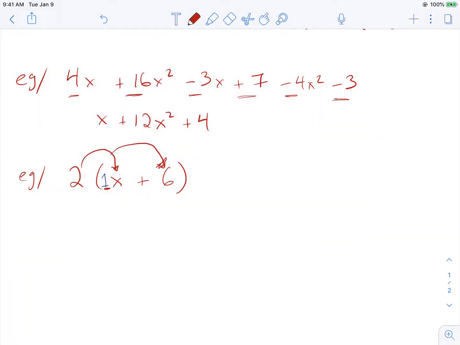So what happens here is that 2 multiplies with the number in front. So 2 times 1, that's going to give us 2x. And then plus 2 times 6, that gives us 12. Okay, let's look at a little more of a complicated one.